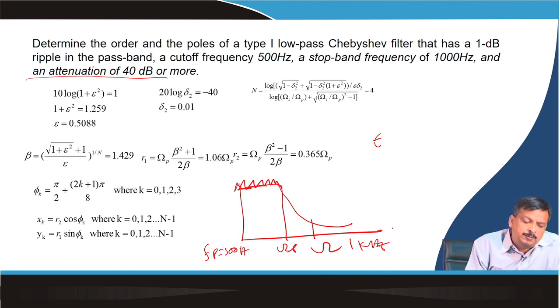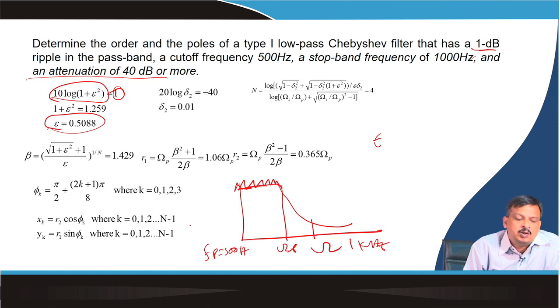Okay. So, what is the order? First, find out epsilon. Epsilon is given by 10 log 1 by epsilon square is equal to 1 dB. So, I can calculate epsilon. Once epsilon is known, then attenuation at 40 dB or more.